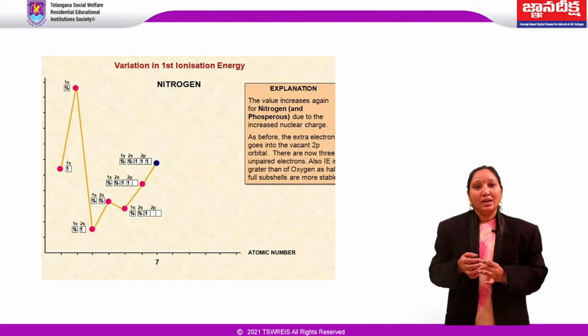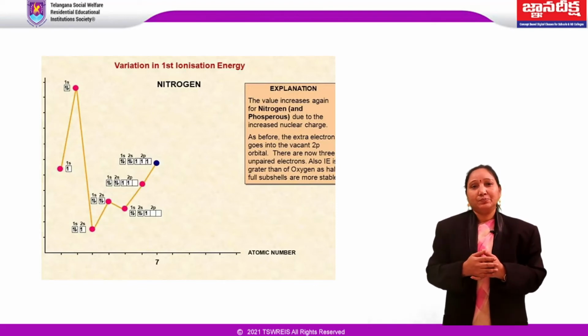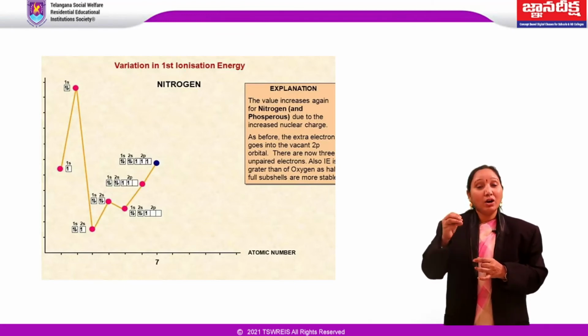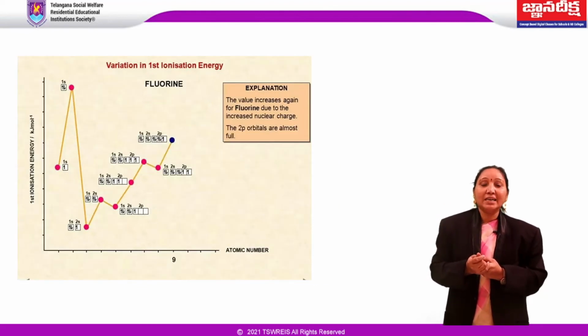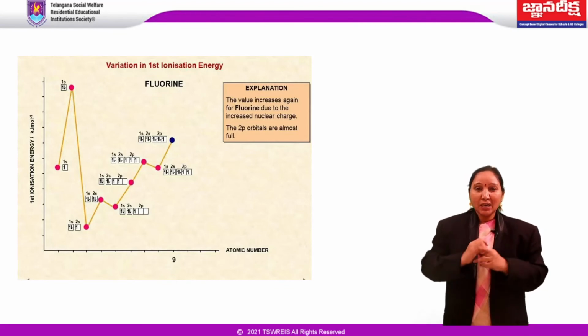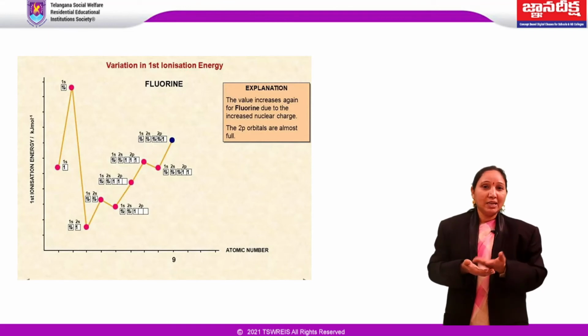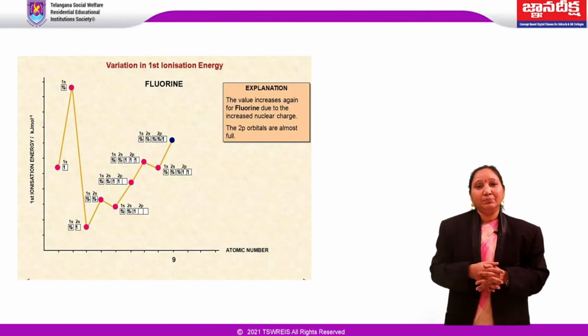Next comes neon. Here the electronic configuration is 1s2, 2s2, 2p6. Here the outer shell is completely filled. It has octet stability. The element with octet configuration is very stable. Therefore, it requires more energy to remove the electron from the outer shell. And when you compare the energy of helium to neon, because of the larger size of the neon, it requires less energy to remove the electron, though it has octet configuration when compared to the helium.